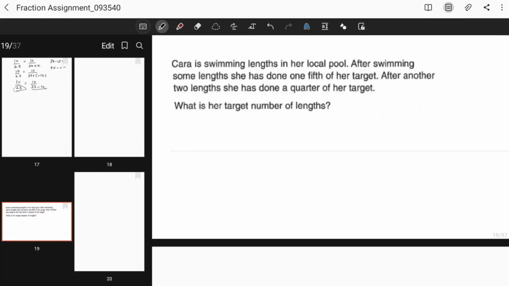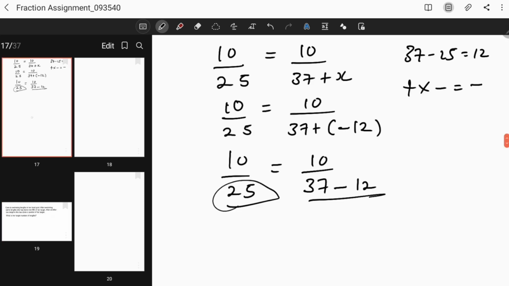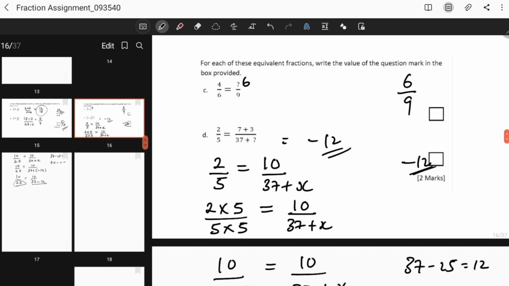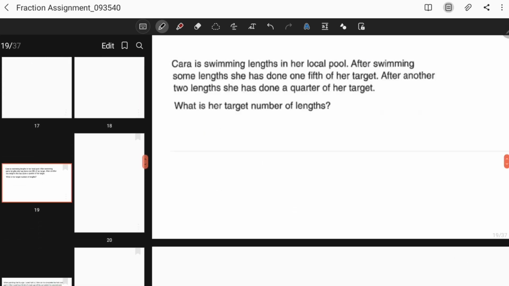So let's proceed with our questions. The last time we solved this very question that has to do with equivalent fractions. So today we're moving on to the next question.